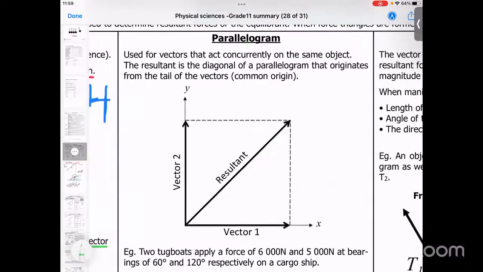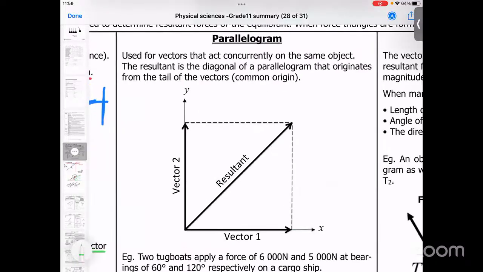So now let's talk about the parallelogram. The parallelogram is used for vectors that act concurrently. Would concurrently mean at the same time? Okay, let's just assume concurrently means the same. It is used for vectors that act concurrently, at the same time, on the same object.